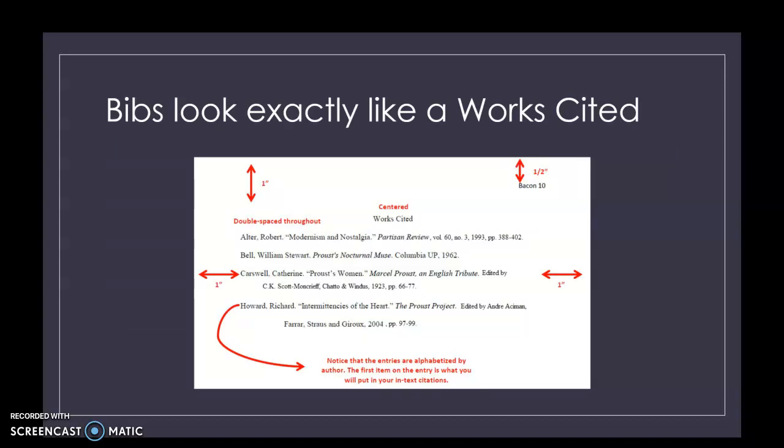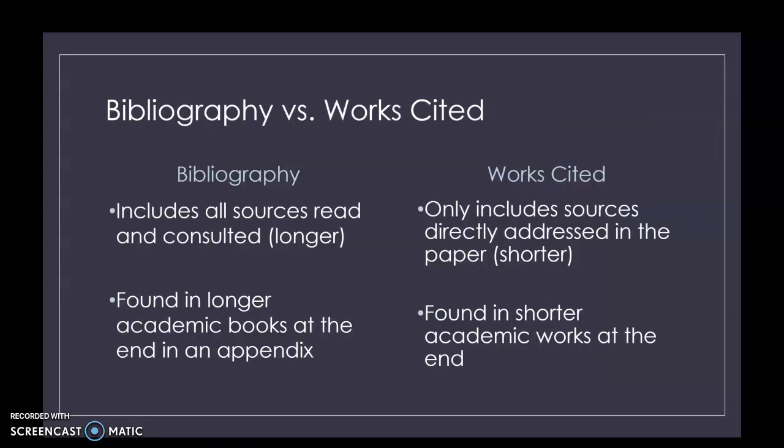Something you'll notice is that a bibliography looks exactly like a works cited in terms of the formatting. But a bibliography is different from a works cited because it includes all the works consulted during the research process. Works cited only include sources directly mentioned in the paper. This means that bibliographies tend to be longer than works cited. You also tend to find bibliographies at the end of longer academic works, like books, while works cited pages occur in shorter articles. Finally, bibliographies can stand alone as a document in their own right, while works cited are always associated with a paper of some sort.